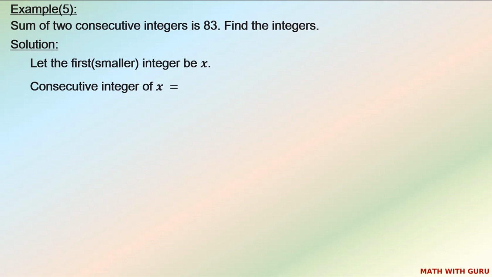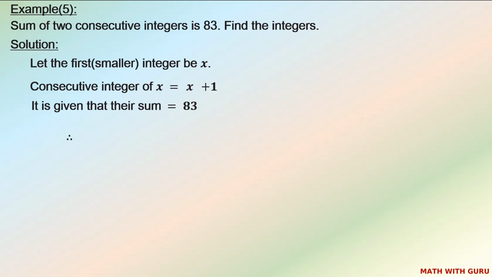What is the consecutive integer of 3? Of course, it is 4. How do we get that? By adding 1 to 3. Similarly, the consecutive integer of x equals x plus 1. It is given that their sum is equal to 83.